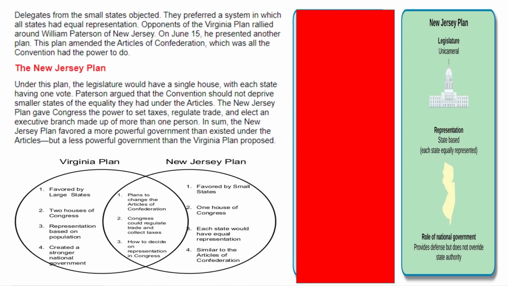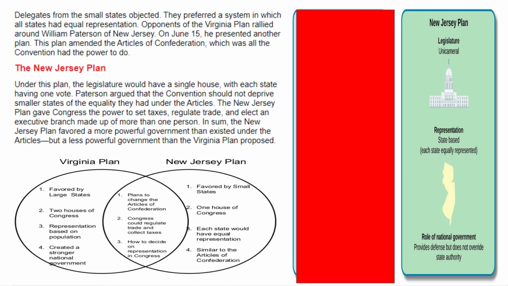Opponents of the Virginia Plan rallied around William Paterson of New Jersey. On June 15th, he presented another plan. This plan amended the Articles of Confederation, which was all the convention had the power to do. The New Jersey Plan. Under this plan, the legislature would have a single house, with each state having one vote. Paterson argued that the convention should not deprive small states of the equality they had under the Articles. The New Jersey Plan gave Congress the power to set taxes, regulate trade, and elect an executive branch made up of more than one person. In sum, the New Jersey Plan favored a more powerful government than existed under the Articles, but a less powerful government than the Virginia Plan proposed.